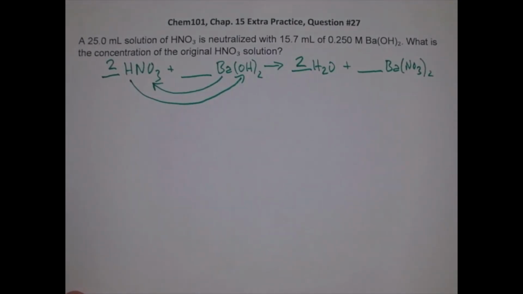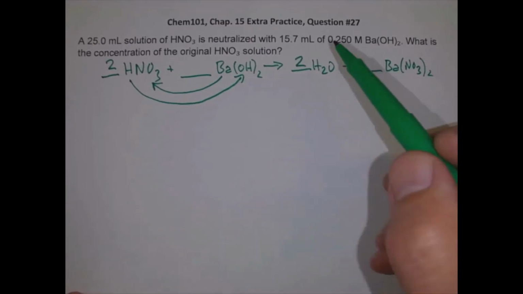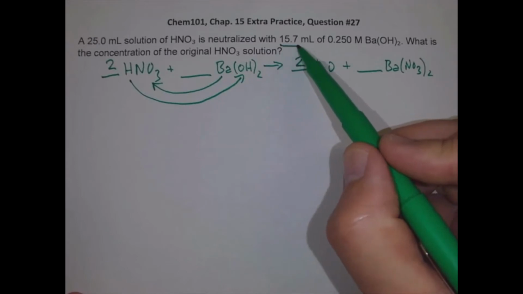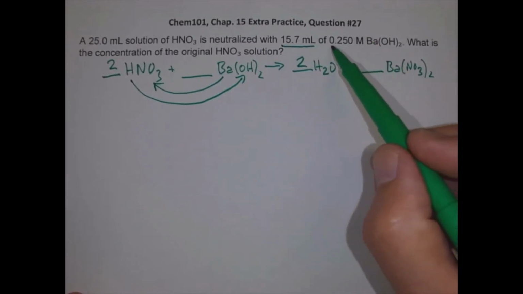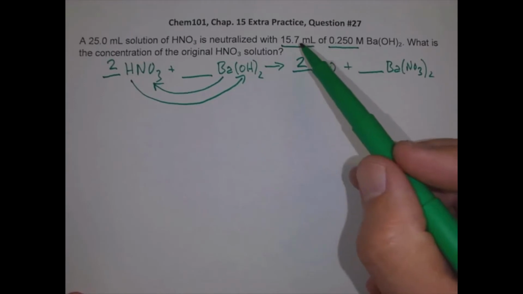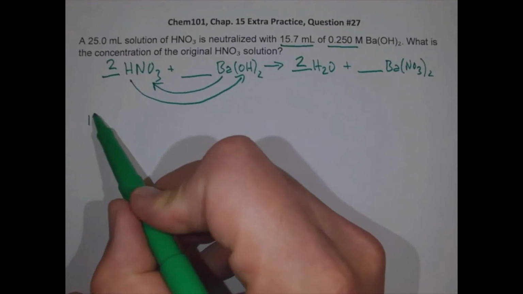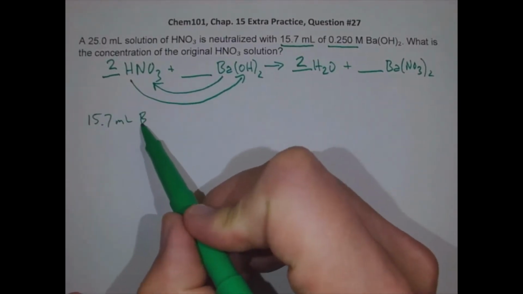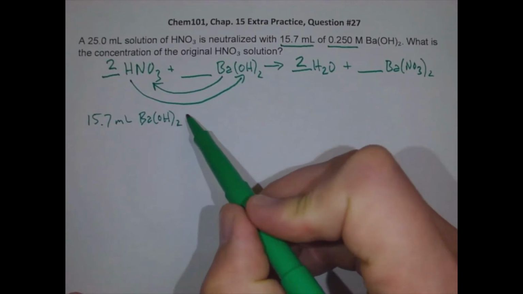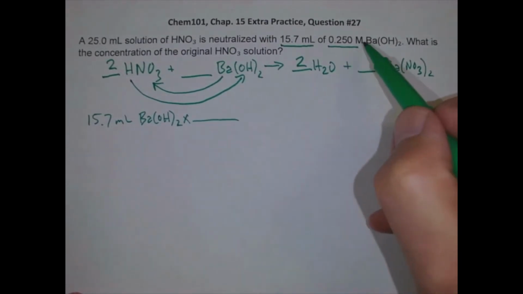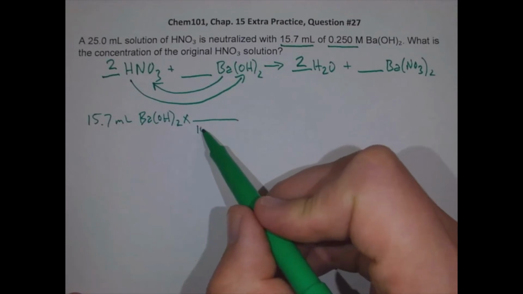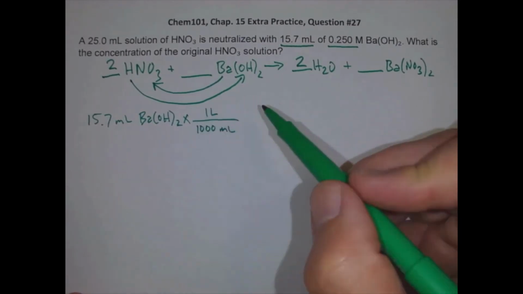All right, so the next thing I need to do is start my calculation, and remember that when you're doing a stoichiometry calculation, you always start with a number that you know that is not a conversion factor, all right? You know that you have 15.7 mL of this barium hydroxide solution, and you know the molarity of that, so I can convert this volume into a number of moles of barium hydroxide using this molarity. So that's going to be my starting point. So I have 15.7 milliliters of barium hydroxide, and the first thing I can do is convert that into liters because I know molarity is moles per liter, so let's change this milliliters into liters. There are 1,000 milliliters in 1 liter.